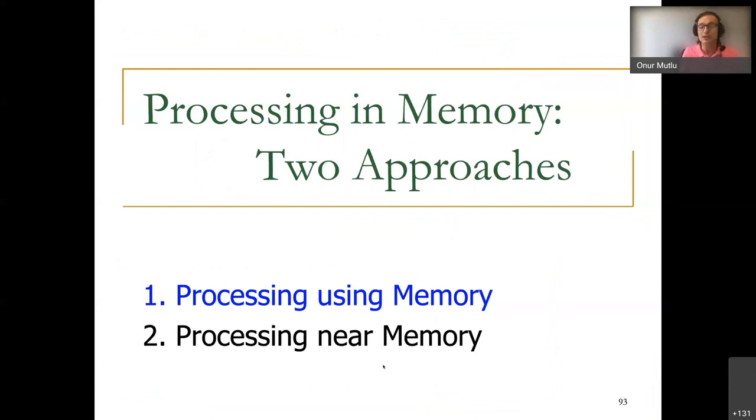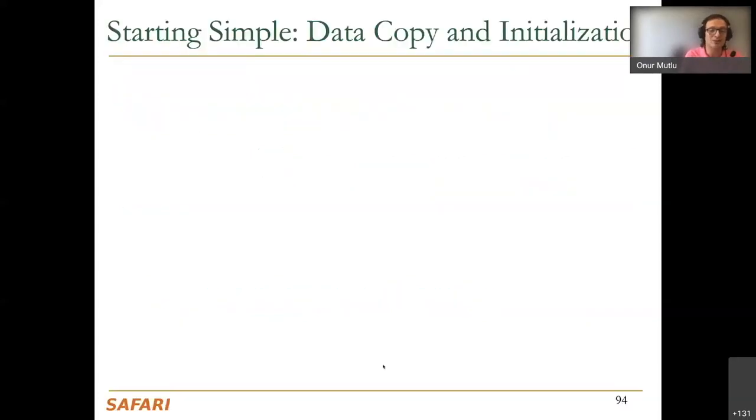But processing using memory takes advantage of the analog operational principles of the internals of the memory cells, so that you can do computation without adding a lot of logic. So it's a minimal approach, let's say, by changing the memory to do computation slightly. But those operational principles already exist. Processing near memory is adding extra logic closer to memory. Okay, let's take a look at the first one, processing using memory, with some examples.